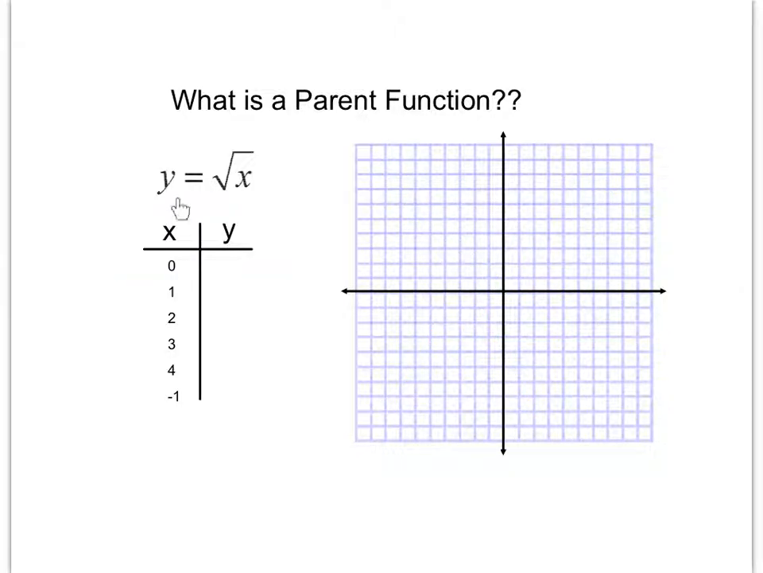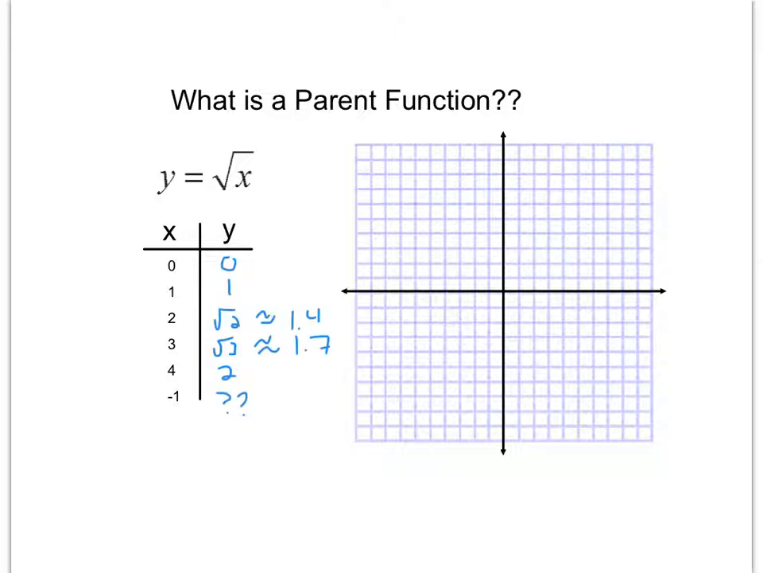So here is a parent function of a square root function or a radical function. It's a square root function. Y equals square root of x. This is our parent function of a square root function. Go ahead and for a minute, if x is 0, 1, 2, 3, 4, or -1, you guys complete this chart real quick. Complete this chart, and I shall be right back.